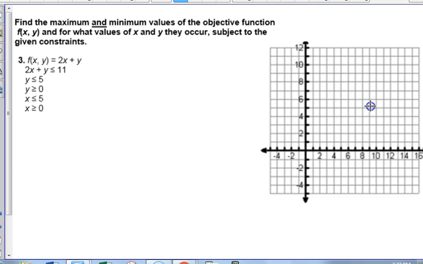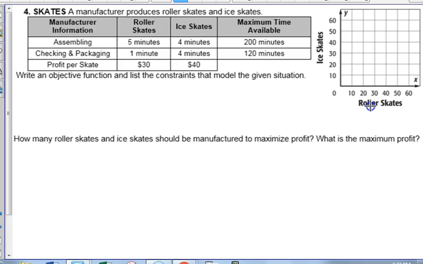All right. I am going to skip this one. And we're going to do this one that has application to it. All right, we're going to make roller skates and ice skates. Ready?